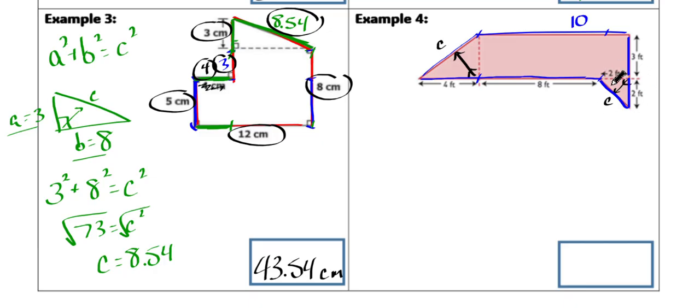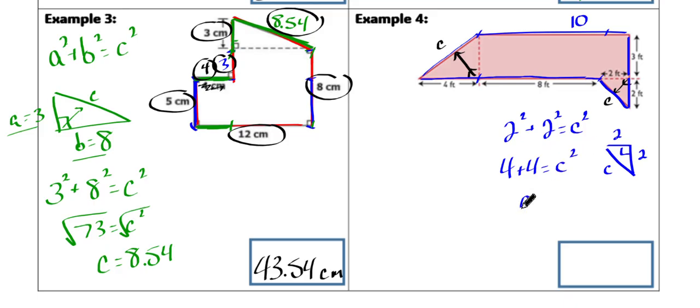All right, then in that right triangle, I'm just going to redraw this. This side's 2, that side's 2. My C is the one that's missing, so I have A squared plus B squared equals C squared. So 4 plus 4 equals c squared, so c squared equals 8. So c is the square root of 8, or 2.828. I'm going to round that to 2.83. So this side is 2.83.